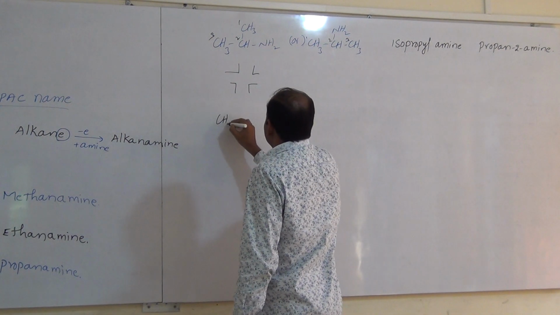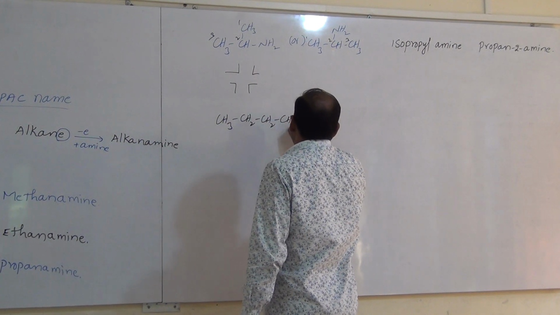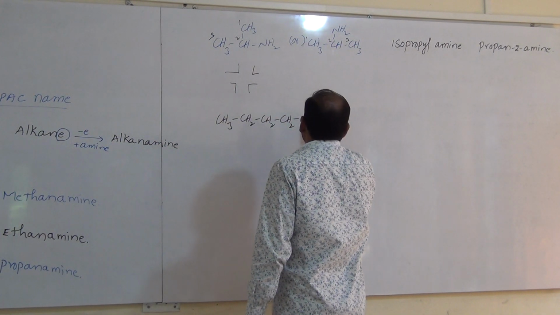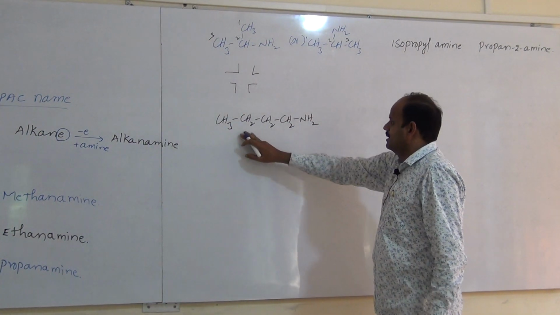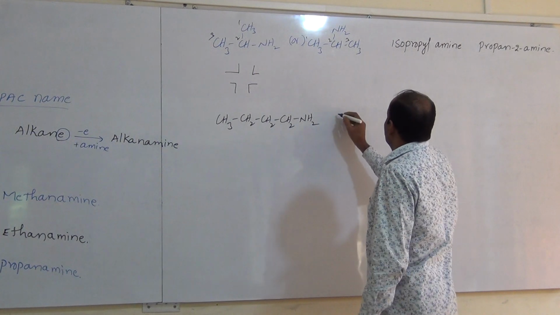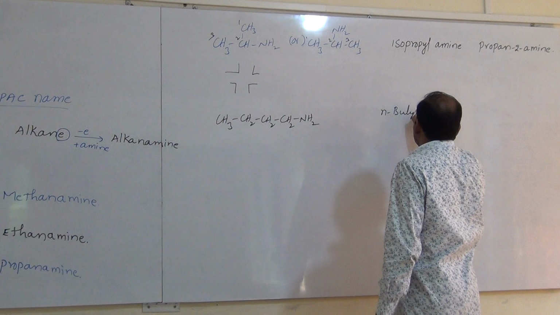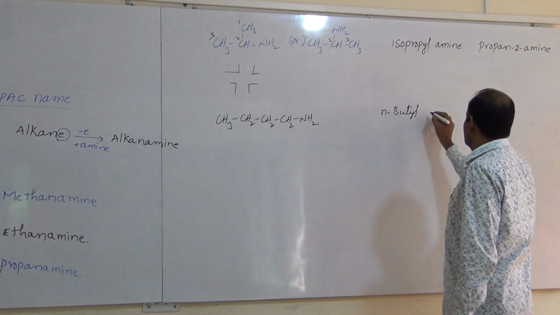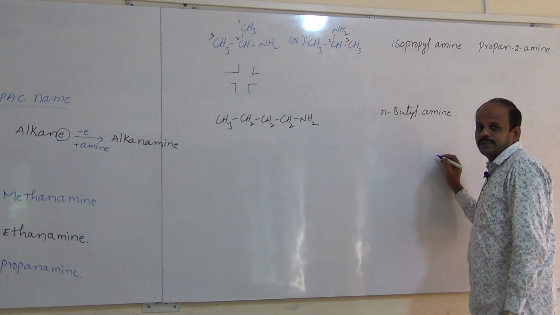Similarly, CH3CH2CH2CH2NH2. Thus here 4 carbons are there, hence this group is butyl, n-butyl. Then amine is there, hence n-butylamine is the common name. And what is the IUPAC name?